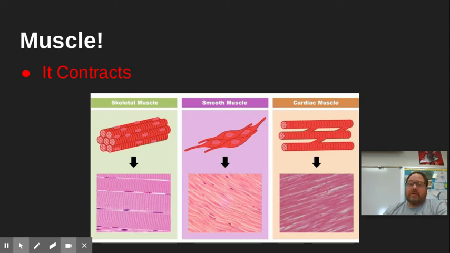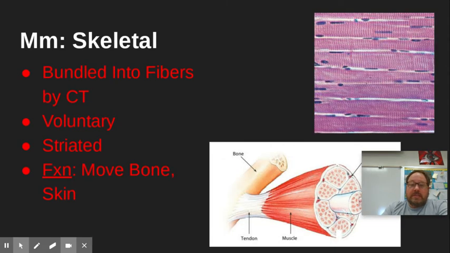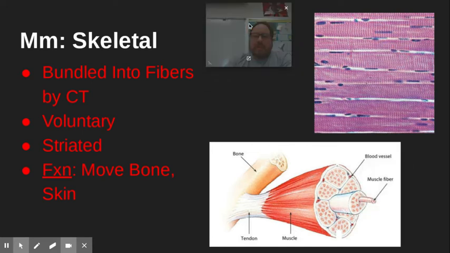So, muscle is pretty straightforward. It does one thing: it contracts, it shortens. Now, there are different types of muscle doing slightly different types of work, but that's what we got. We got muscle that's contracting. All right, skeletal muscle is the first type of muscle we'll look at. This is what we typically think of when we think of muscle.